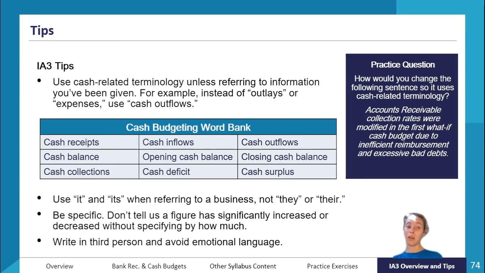So as you can see, a lot of it has the word cash there. Cash receipts, cash balance, cash collections. So let's have a look. How would you change the following sentence so it uses cash-related terminology? Accounts receivable collection rates were modified in the first what-if cash budget due to insufficient reimbursement and excessive bad debts. So what is the problematic phrase there that's not a cash related phrase?